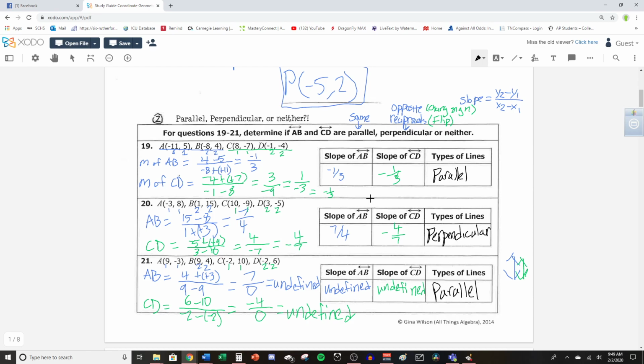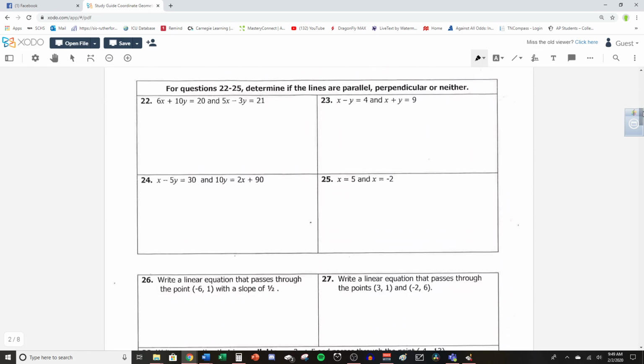So just because we can't find the exact slope, if they are both undefined, that means that they're going to run side by side. They're parallel on our graph. On to the next page.